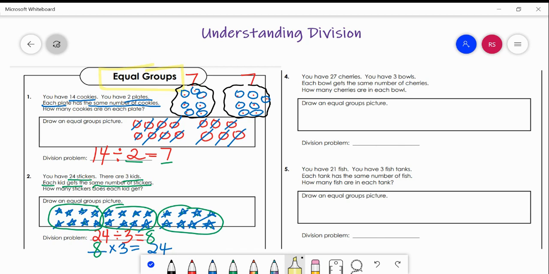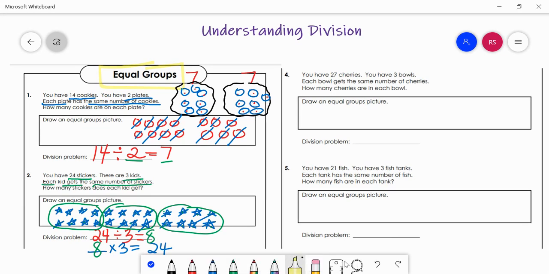All right, I hope that you paused the video while you were going ahead and trying to solve those. I'm going to go over number 4 with you very quickly. If you did not finish yet, please pause this video right now and go ahead and finish on your own and then resume it. So the first problem that you had to do on your own, it says you have 27 cherries. You have 3 bowls. Each bowl gets the same number of cherries. How many cherries are in each bowl?